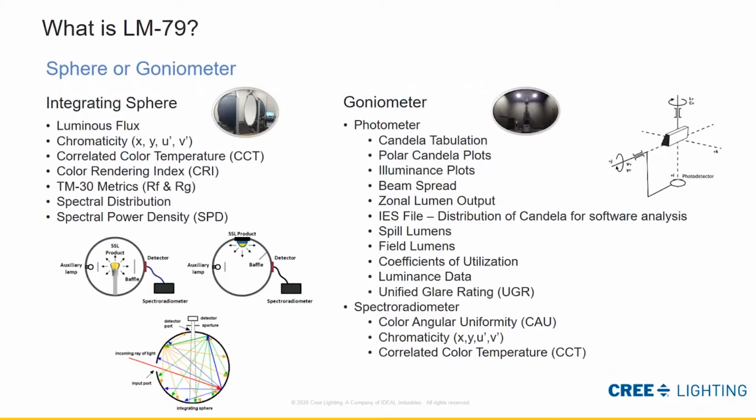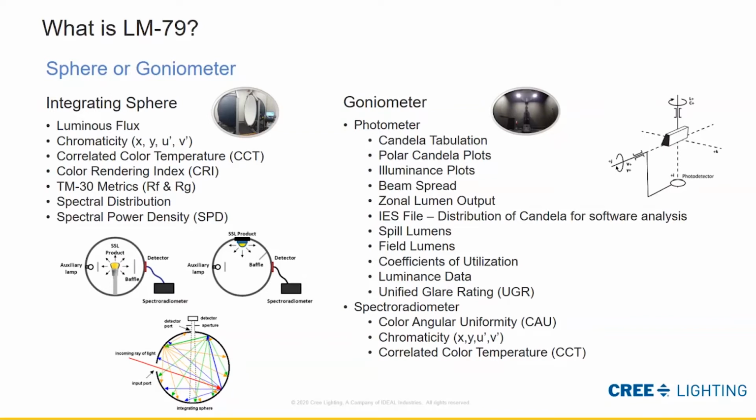So the integrating sphere in particular is a great way of providing just total luminous flux. So how much light the luminaire produces, the color coordinates of that light. So what color, where does it sit? You know, is it a little bit reddish? Is it warmer? Is it brighter? The color temperature of that light. Also the color rendering index and the TM30 metrics. This is all generated from the spectral power density, or the different wavelengths that the luminaire generates.